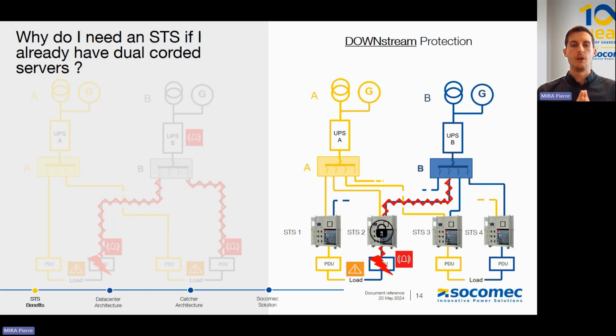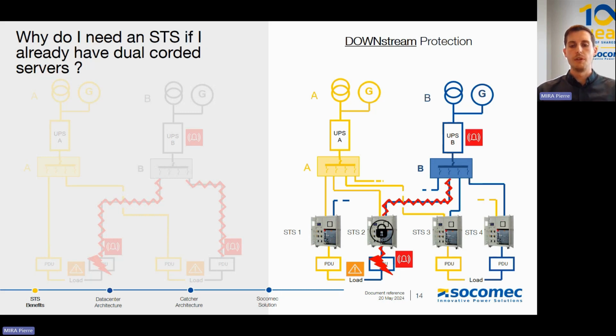So the STS will lock on the fault. It does lock on the fault in order to let the upstream protection trip. And we don't want to create some back and forth transfer to UPS A, UPS B, UPS A. That's why the STS is locking on any downstream events.